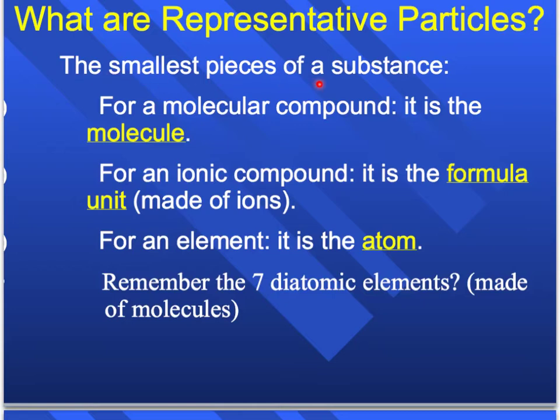They're going to be the smallest pieces of a substance. So let's think about this definition of a substance. Remember, this could have meant a couple of different things. It could have been an element, it could have been a molecule, it could have been a compound. For a molecular compound, it's going to be the molecule. For an ionic compound, the smallest unit is going to be a formula unit. Remember, ions come together with the positive and negative charges. For an element, it's going to be the individual atom. And then also, remember those 7 diatomic elements that are listed on the top of your periodic table? Those are always going to be like O2 for oxygen, H2 for hydrogen, F2 for fluorine, and so on.